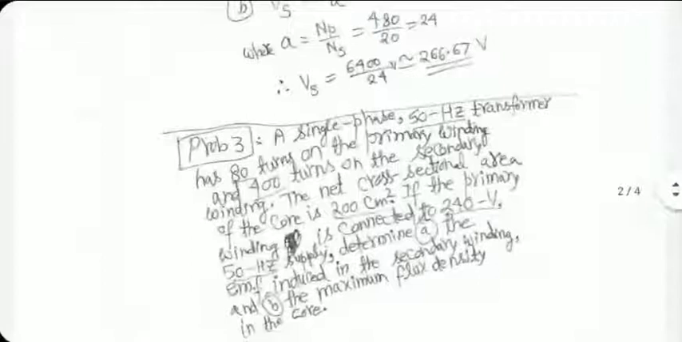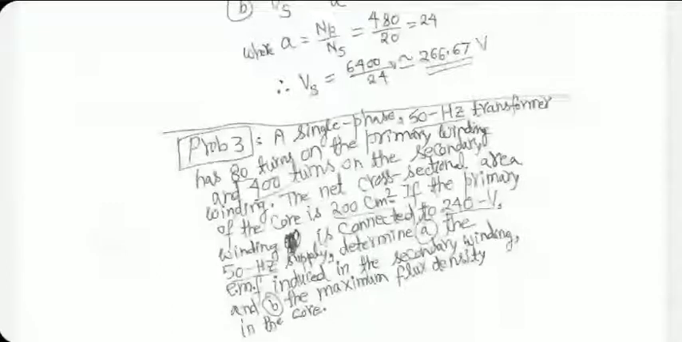Then third problem, a single phase 50 Hertz transformer has 80 turns on the primary winding and 400 turns on the secondary winding. Now it is stepping up. It's not stepping down anymore, like in the previous problems. So small a is less than 1.